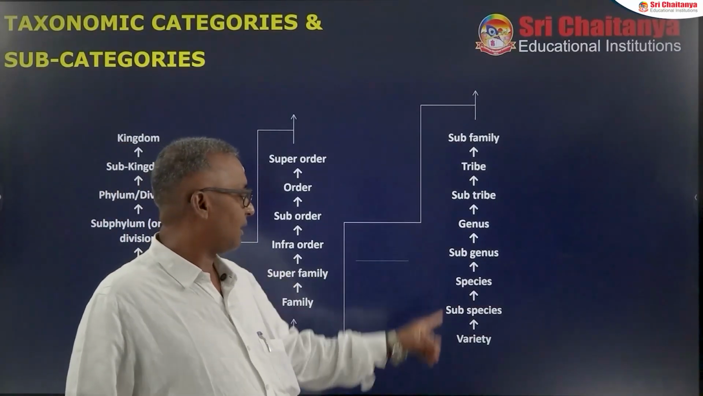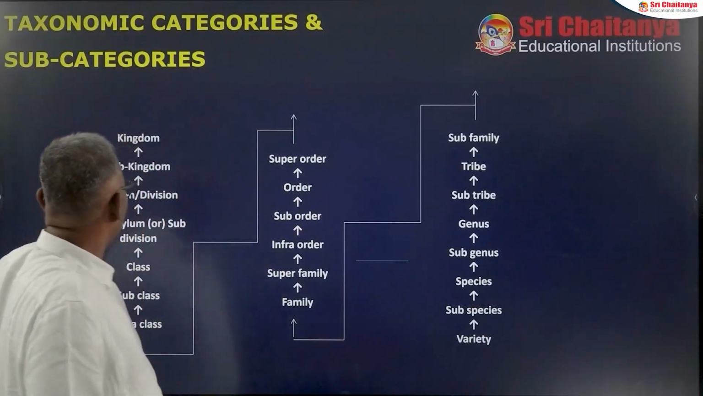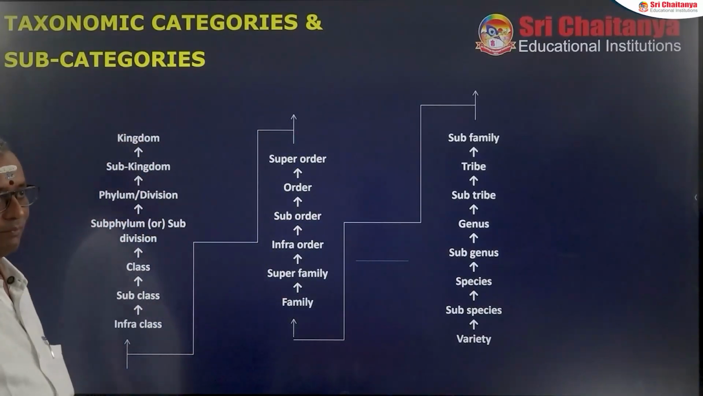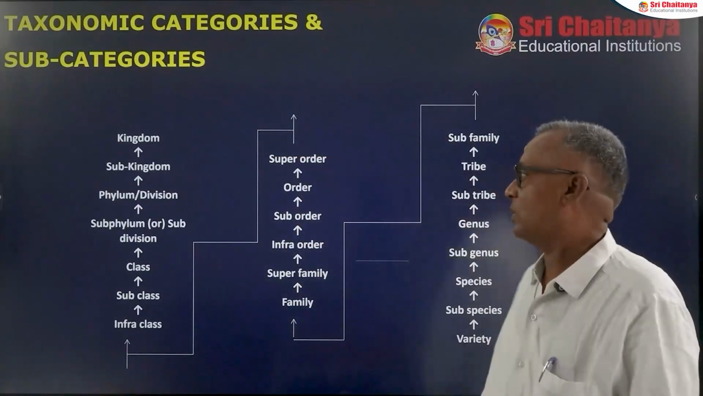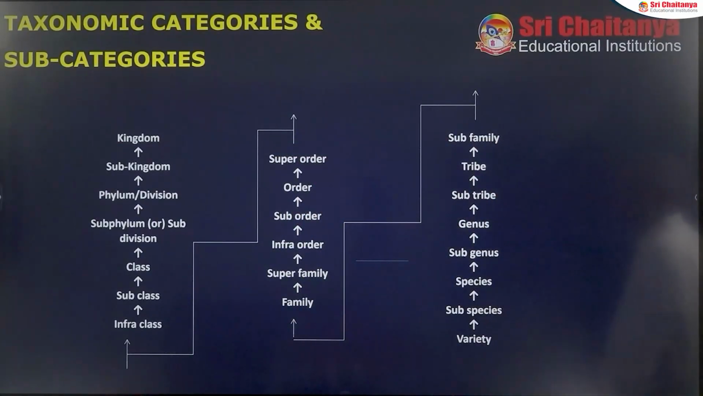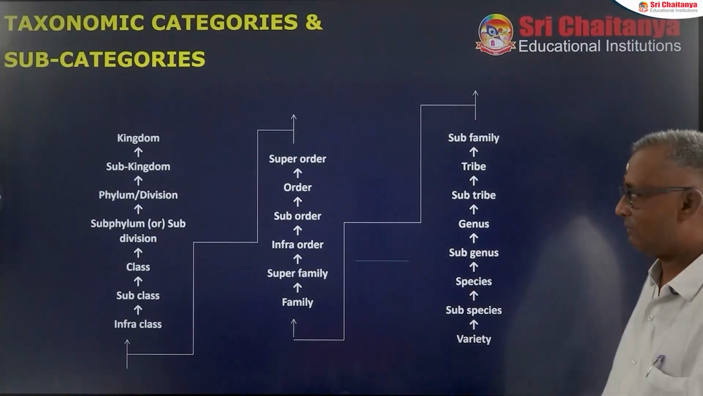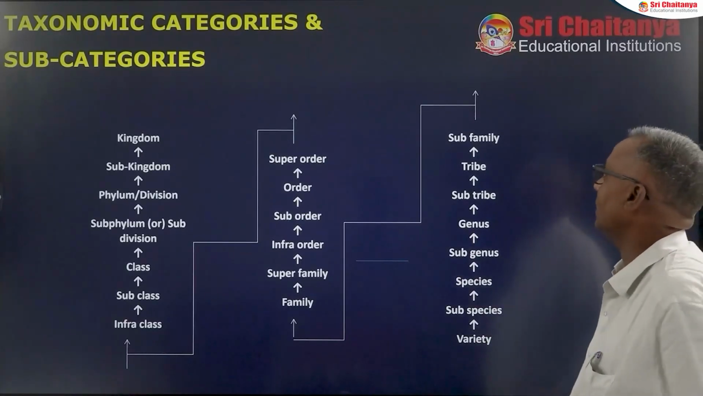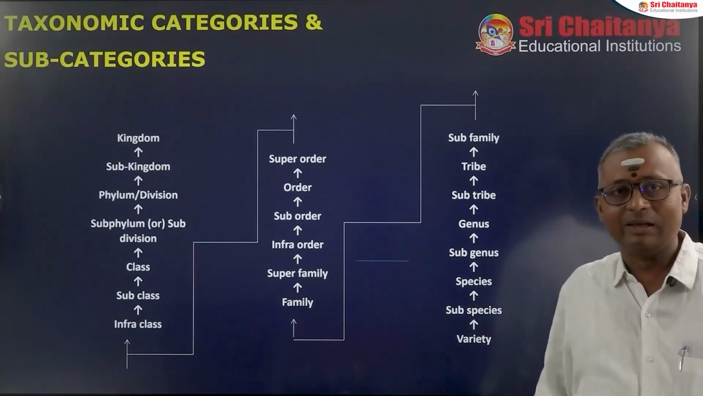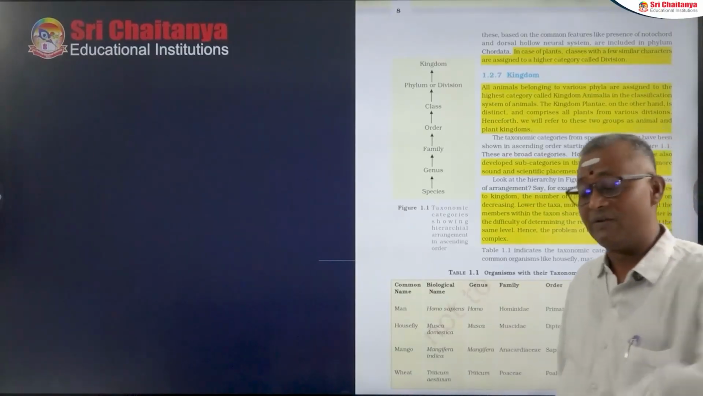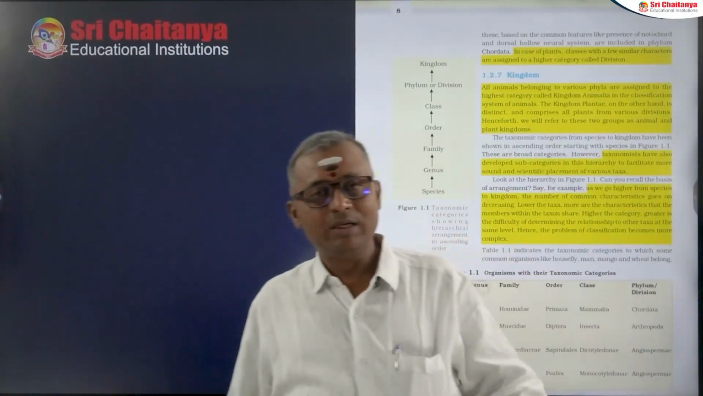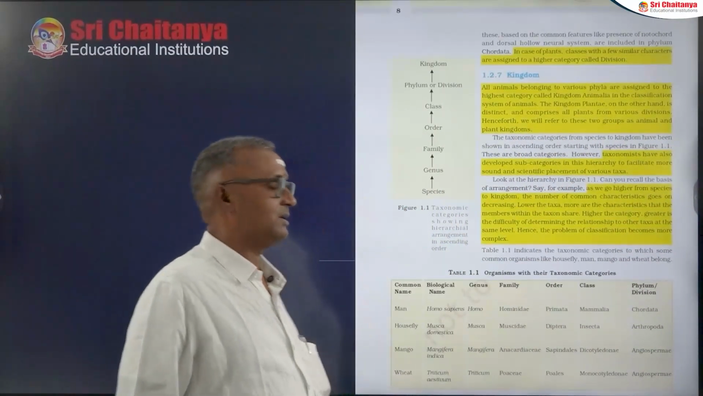So if you start from variety, you have many categories at every level. Now this is one important flow chart that you need to remember. Of course, this is related to a little higher level, but still it is very important to know that every category can be divided into subcategories. Every category. A genus can be divided, a species can be divided.